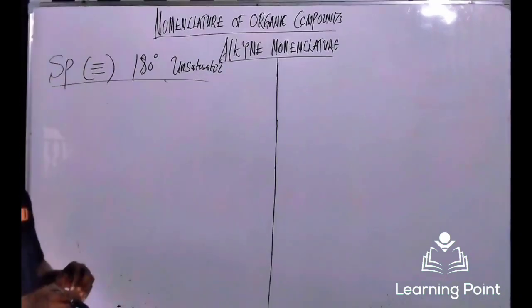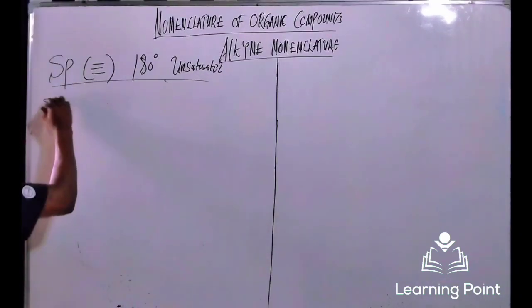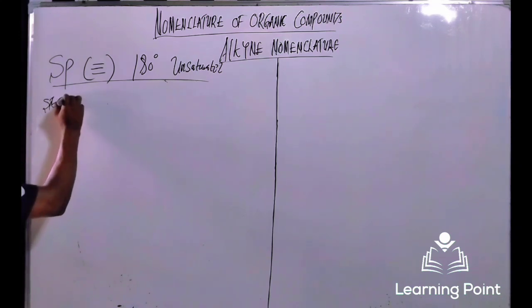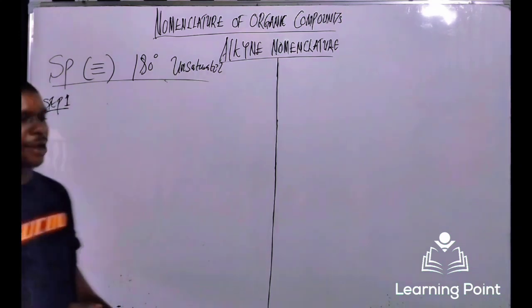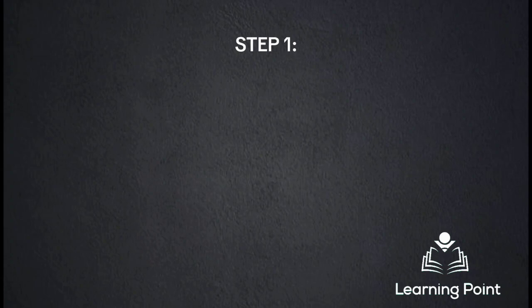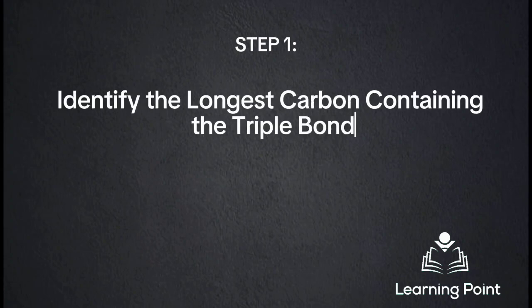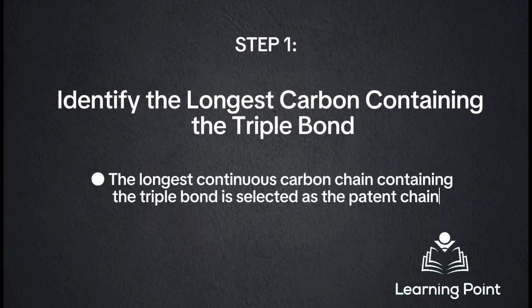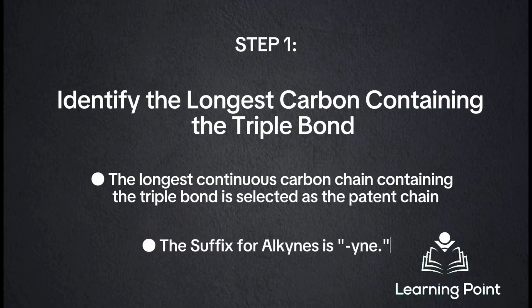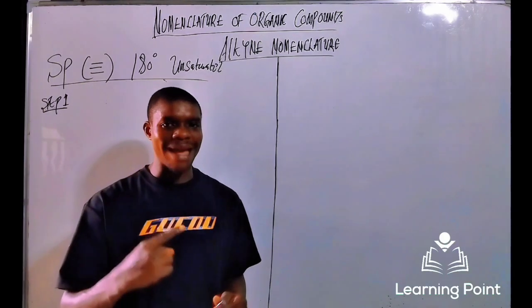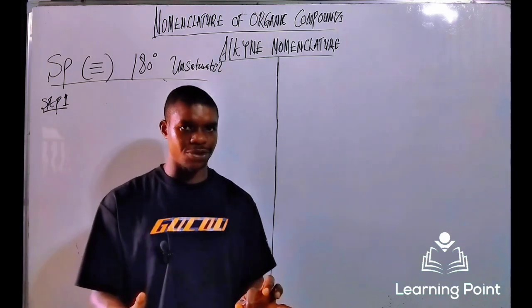So let's move towards step number 1 in naming your alkyne. Step 1, identify the longest carbon chain containing the triple bond. The longest continuous carbon chain containing the triple bond is selected as the parent chain. The suffix for alkyne is YNE, which I'm going to explain to you.